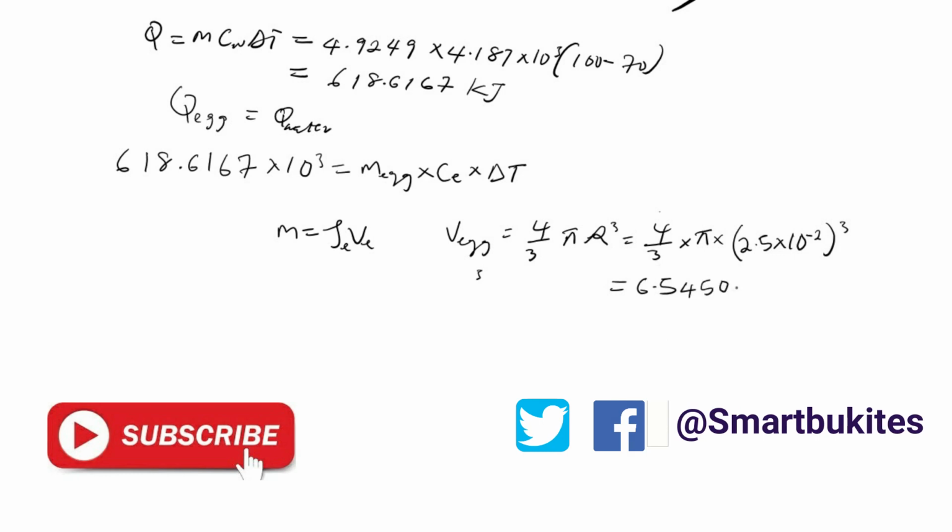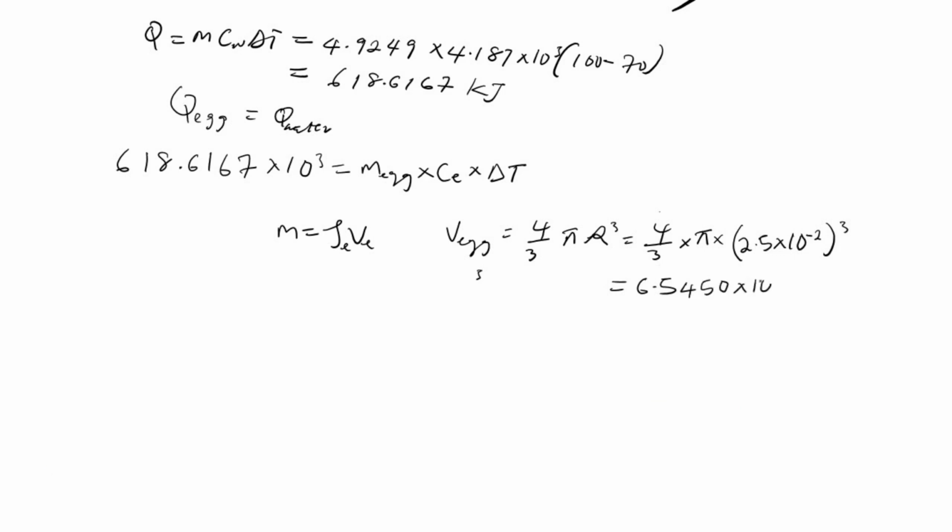Which gives 6.5450 times 10 raised to the power of -5 meter cube. Density of the egg is already given from the question to be 1020 kilogram per meter cube. So we substitute this in our above equation.